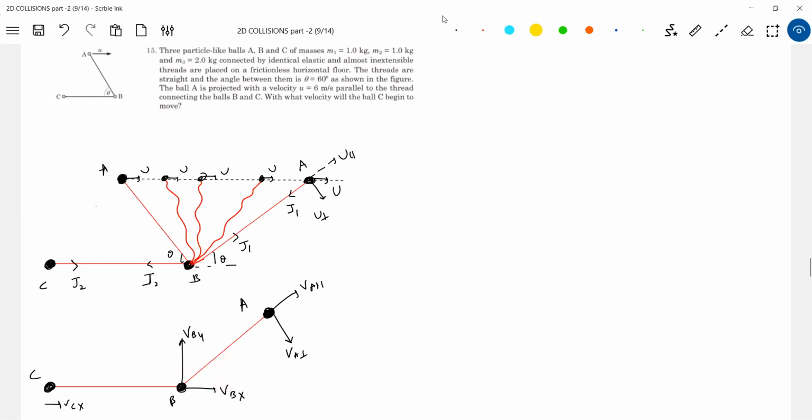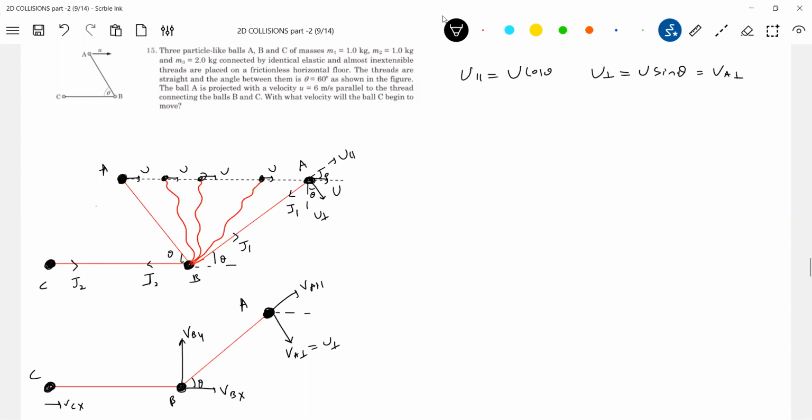Okay, let's get into writing the impulse momentum equations. Then VA perpendicular must be equal to u perpendicular. So this is theta, this is theta, this is theta. So what is u perpendicular? u perpendicular should be u sin theta. u parallel should be u cos theta. u perpendicular should be u sin theta. And this should be equal to VA perpendicular.